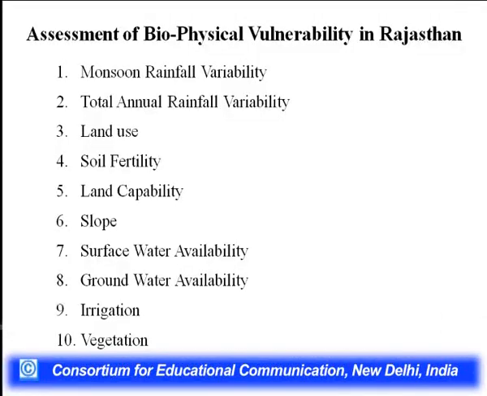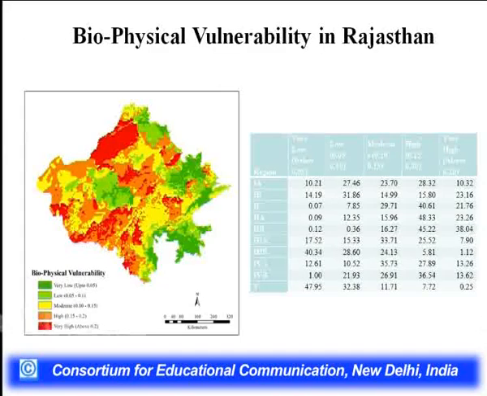I would like to give you an example here, an Indian case study of a dry area. We did a biophysical vulnerability assessment in Rajasthan. We collected data on monsoon rainfall variability, annual rainfall, land use, soil fertility, land capability, slope, surface water, groundwater, irrigation, and then we combined them through a score using the geographic information system. This map looks simple, but it can provide a very great input to planners and local level decision makers.